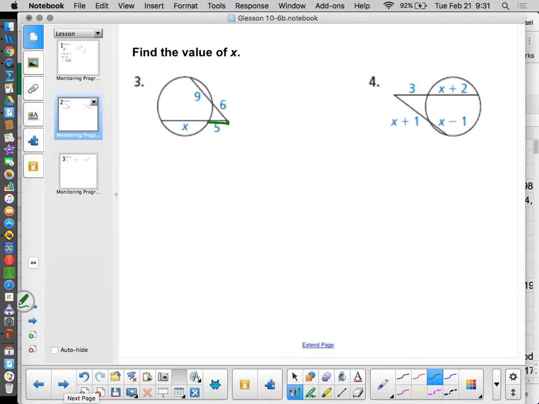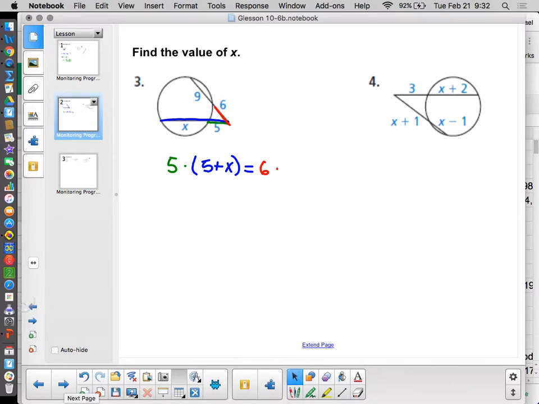I'm going to do 5 times the whole thing, which is 5 plus x, equals 6 times the whole thing, which is 6 plus 9, but that is easy to calculate because they're both numbers, so that's 15. And then we just go ahead and we do our solution.